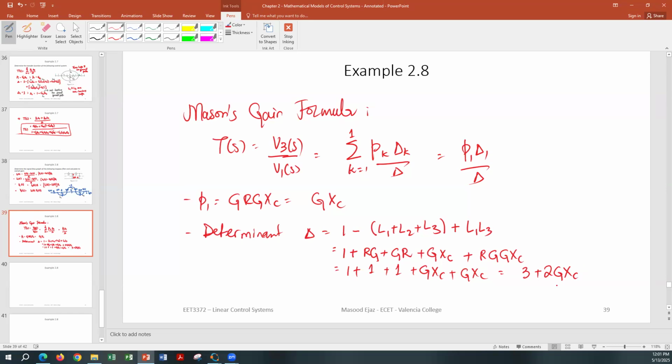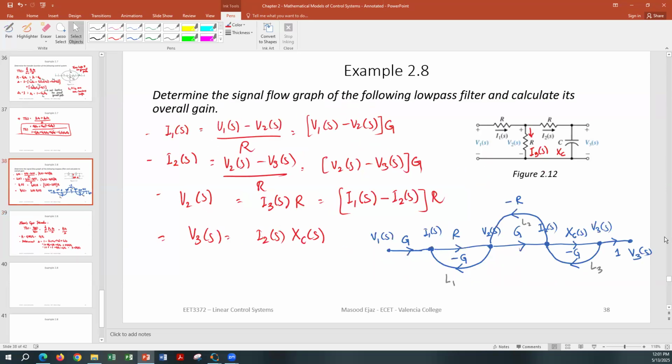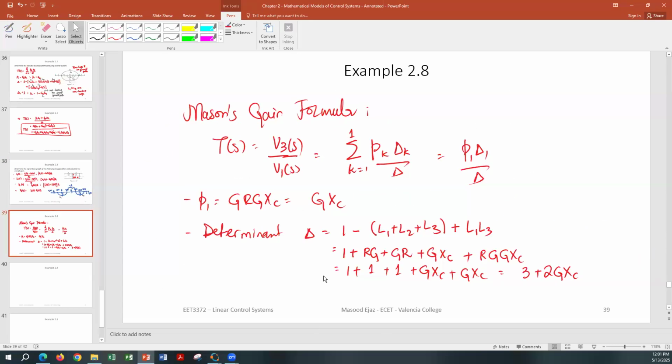As far as delta 1 is concerned, all the loops are touching the forward path. So the only thing that will be left is 1, because L1, L2, L3, all of them are touching the forward path. So delta 1 is equal to 1 since all loops are touching the forward path.